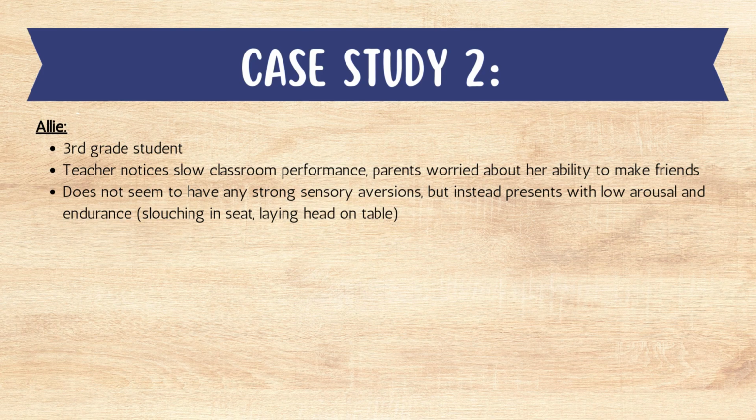Our second case study is about Allie, a third grade student. The teacher notices slow classroom performance. Her parents are worried about her ability to make friends. She doesn't seem to have any strong sensory aversions or preferences, but has low arousal and endurance, demonstrated through frequently slouching and laying her head on the table.